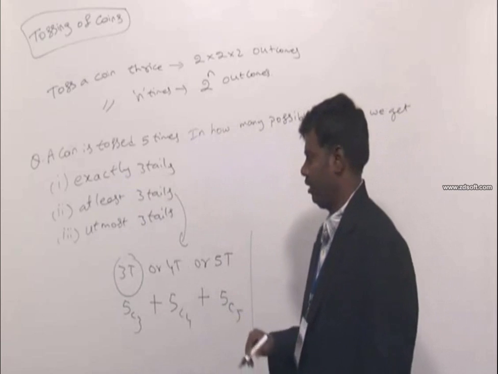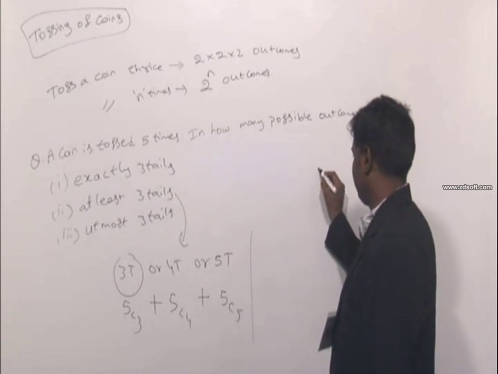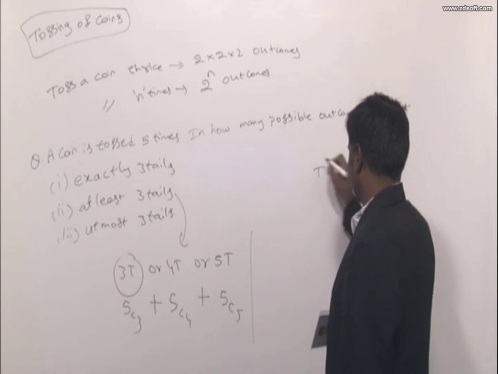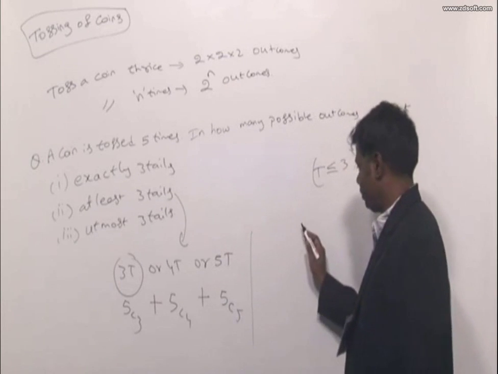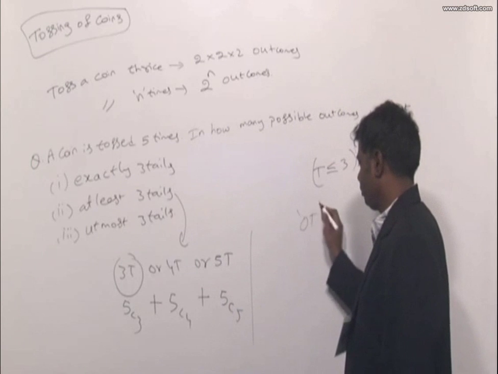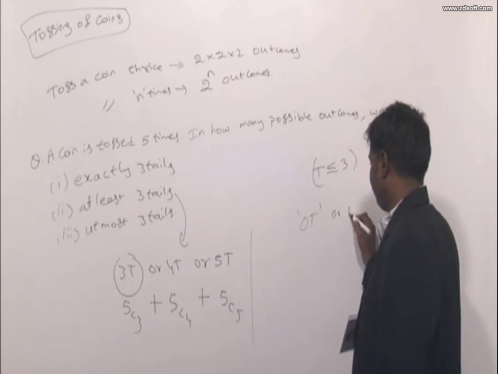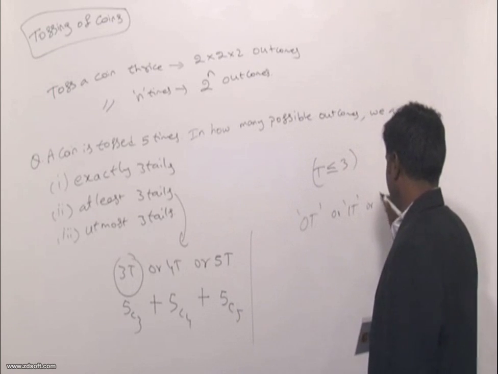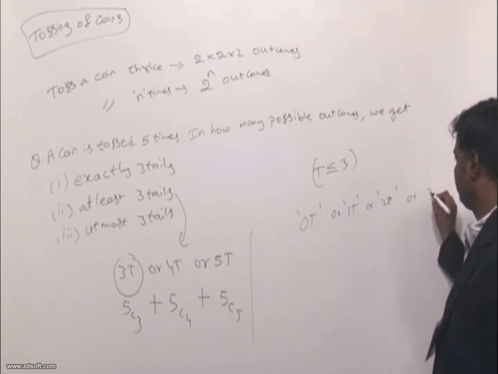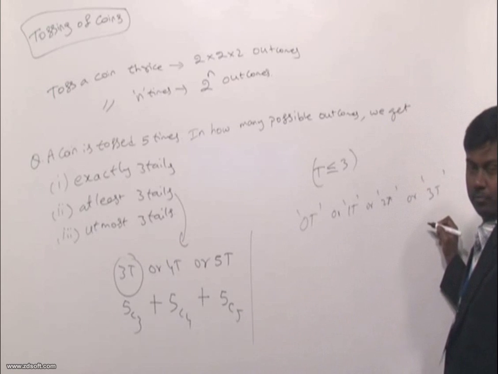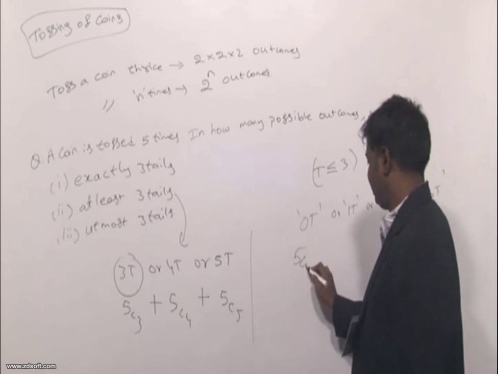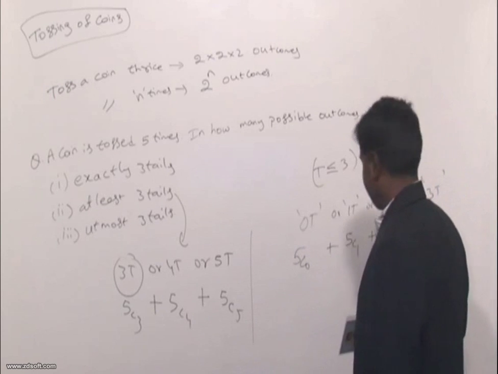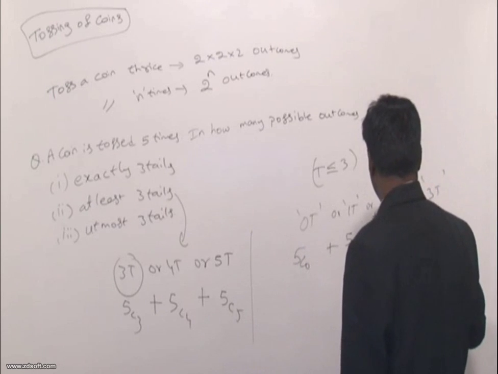Coming to third, at most 3 tails. At most tail should be less than or equal to 3, which means 0 tails, 1 tails, 2 tails, 3 tails, which is 5C0, 5C1, 5C2, 5C3.